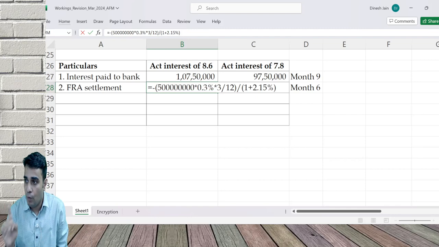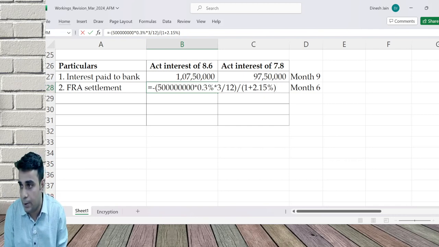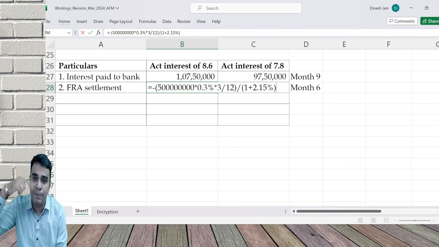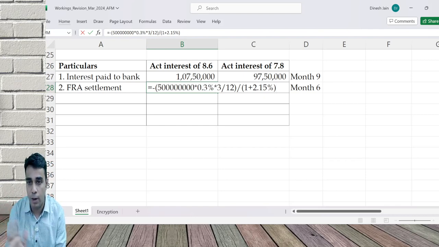I'll repeat again. What we are doing is we pay the interest to the bank on month 9. FRA settlement happens in month 6. If it happens in month 9, I will get exactly 0.3% into 3 by 12. But the bank is saying this interest is paid to ICICI. SBI is now telling I have to pay you now. I'll pay, no problem. But let me deduct the adjustment factor, which is the discount rate. So he will discount this by the actual rate.